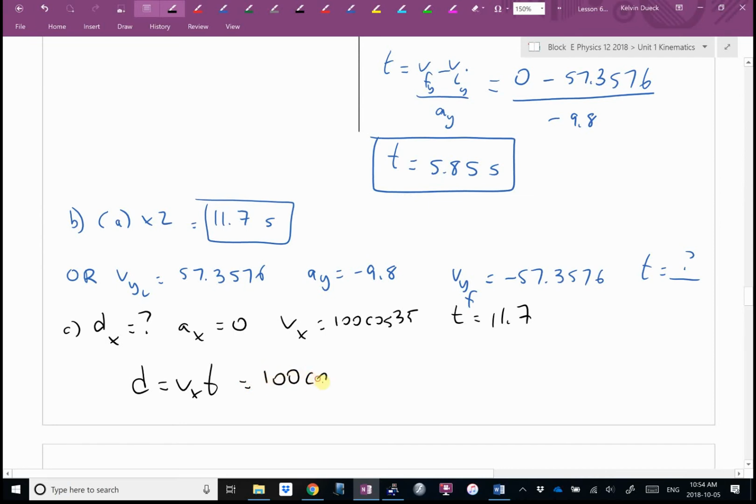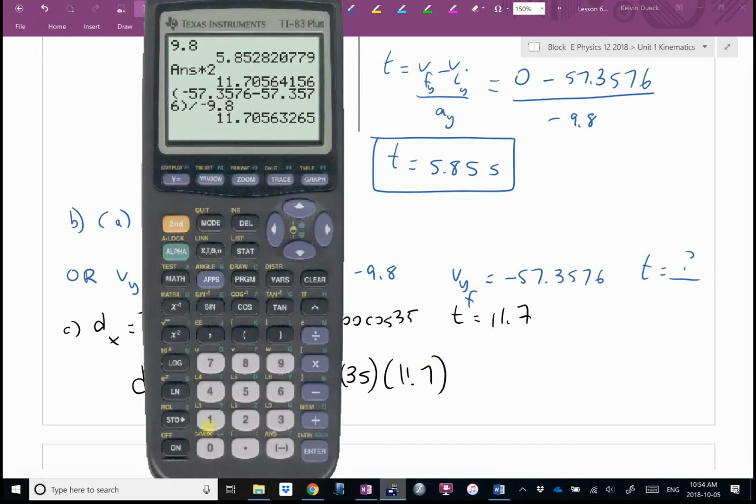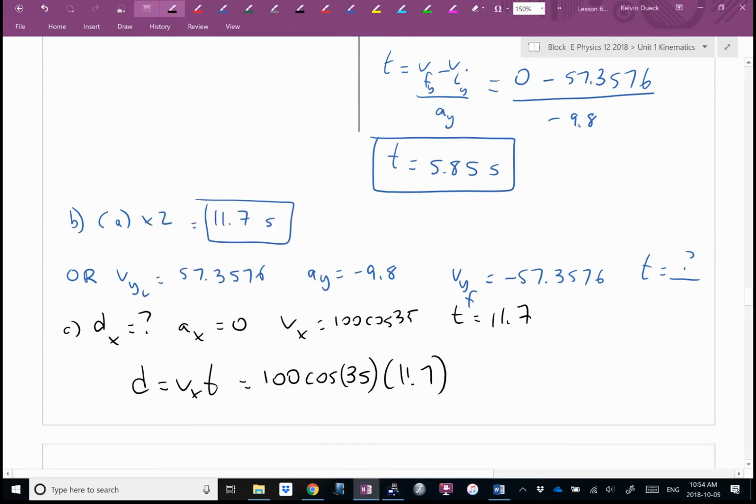So it's going to be 100 cos 35, whatever that was. I wrote it up there, or I'll just type that. Times 11.7. 100 cos 35 times 11.7. And I get 958.86, you know what, 959 meters. Almost a kilometer. Well, yeah, because 100 meters per second, that's one football field per second. This sucker was moving. Like, this was a cannon. This was not someone throwing, for example.